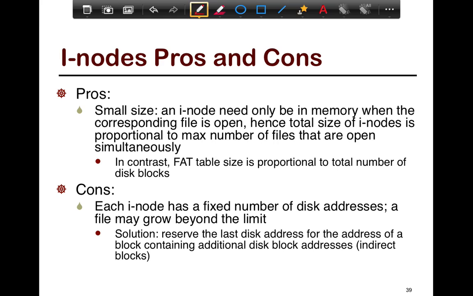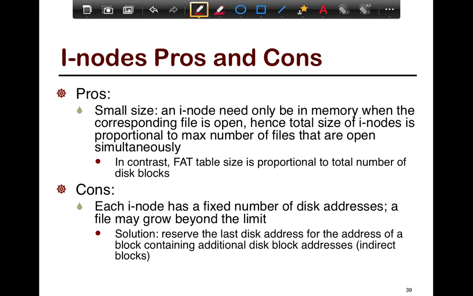The pros with the inodes are that, first of all, they're small in size. Like I said, only the inodes of open files need to be in memory. In contrast, the FAT table size is directly proportional to the total number of disk blocks. And so this allows adaptive systems where the file system can support a few large media files, or a whole bunch of small configuration files, or something in between, or both of these kinds of files in the same system. The cons: each inode has a fixed number of disk addresses.